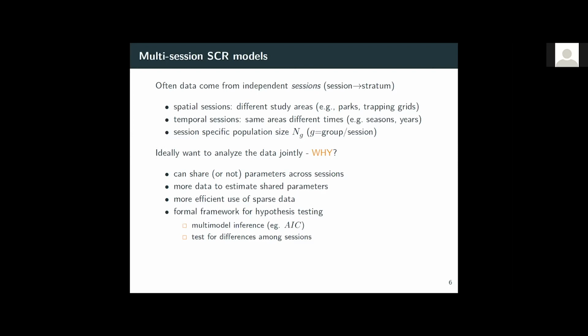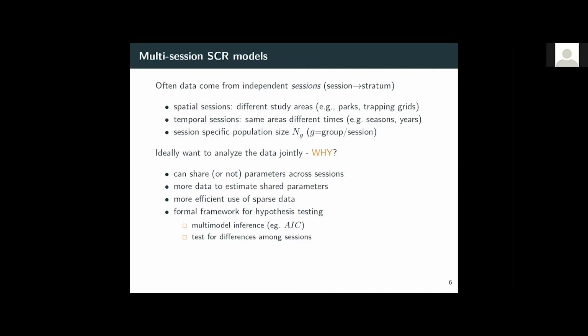So there might be some sessions that really have very, very little data, and they might not be able to be analyzed on their own. So what we can actually do is integrate them into a joint model and utilize that data rather than throwing it out. And adopting a multi-session approach also gives us a formal framework for hypothesis testing.